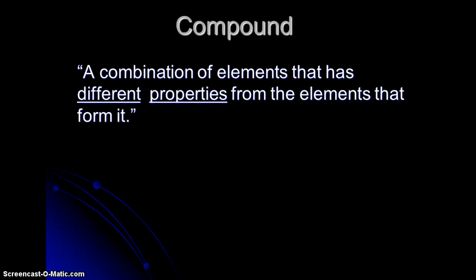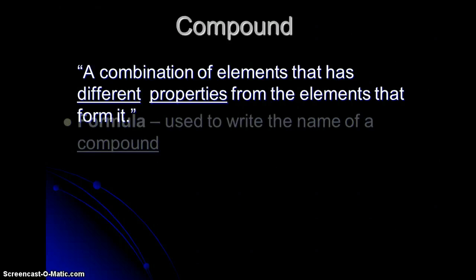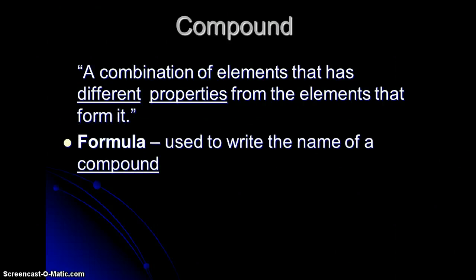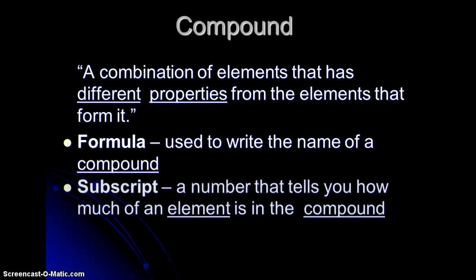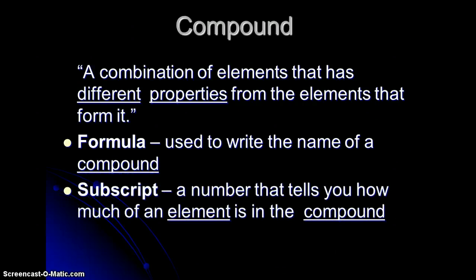element itself. We talked about a compound being a combination of elements that has different properties from the element that forms it. Unlike living beings who are a product of both parents and have some of the traits of each parent, a compound is completely different than the elements that form it. We have formulas to write the names of a compound and subscripts that tell you how much of each element is in the compound.